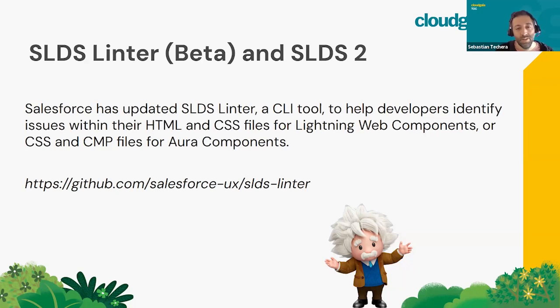Salesforce has updated the SLDS linter, a CLI tool to help developers identify issues within their HTML and CSS files for Lightning Web Components, or CSS or CMP files for Aura components. Here I'm leaving you the GitHub link where you can find the repository with the linter.